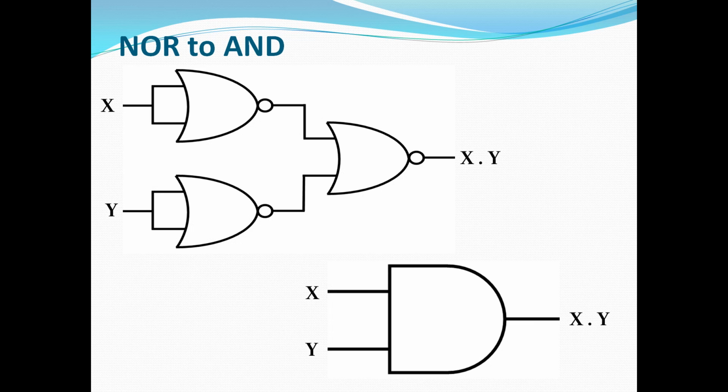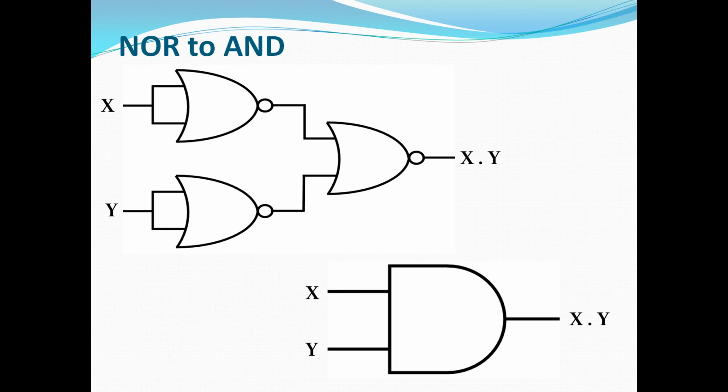Here you can see two figures. The first figure implements the AND operation using the NOR operation, and the second is the AND gate. In the case of the AND gate, X and Y are the inputs and the output is X dot Y. In the first figure too, X and Y are the inputs and the output is X dot Y.